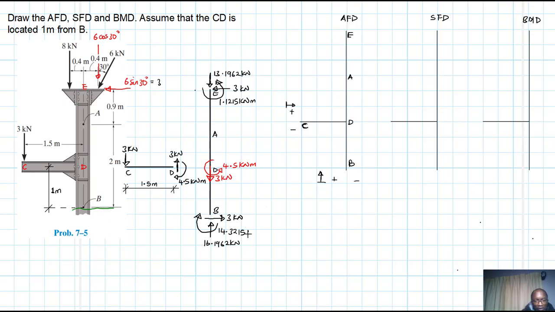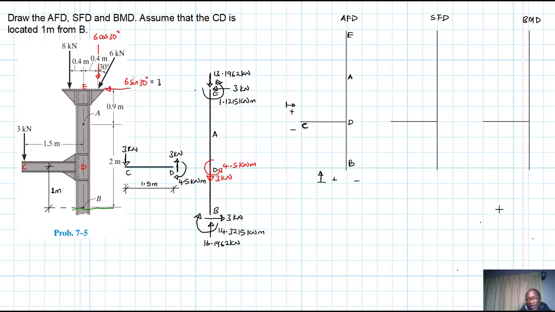Yeah, so this is kilonewton meters. All right, so once we have this information, then we are good to go. Okay, so then let's draw the shear force and axial force diagram, as well as the bending moment diagram.